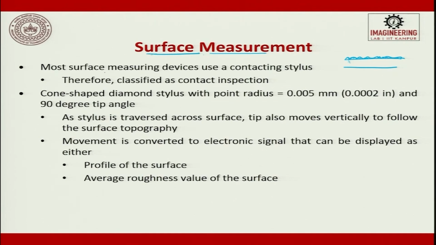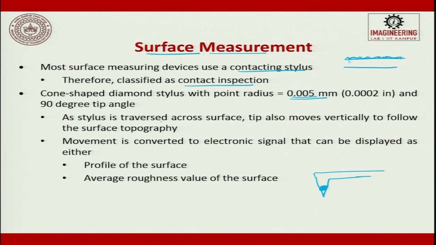Most surface measuring devices use a contacting stylus. Therefore, they are classified under contact inspection. Here also, when you try to contact, you will have a probe, and in the bottom portion of that probe, we will have a stylus ball. A cone shaped diamond stylus with a point radius of 0.005 millimeter and a 90 degree tip angle is used. You can use it like this, or you can also have a ball which is attached. So, you will have a point contact.